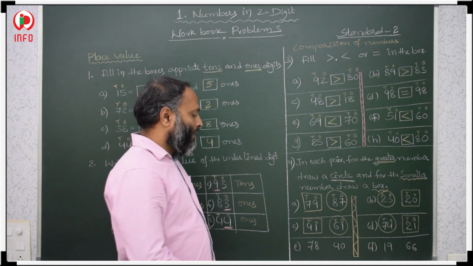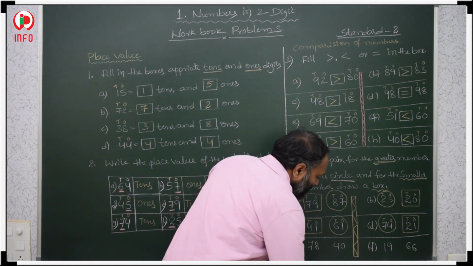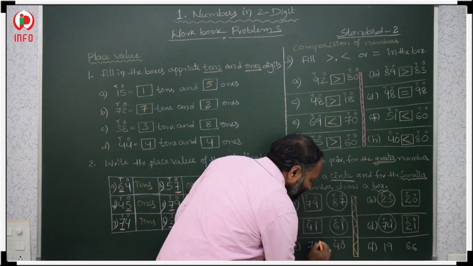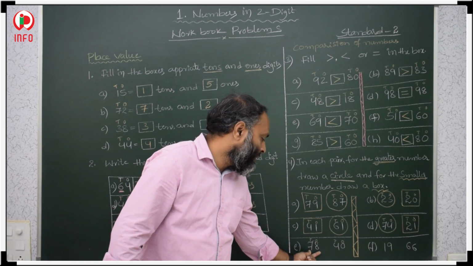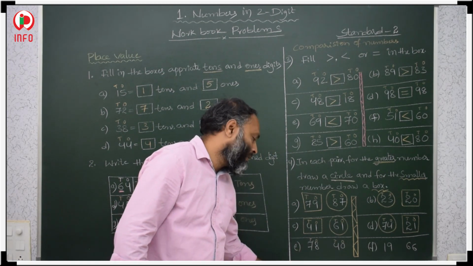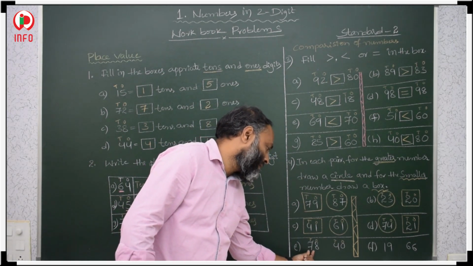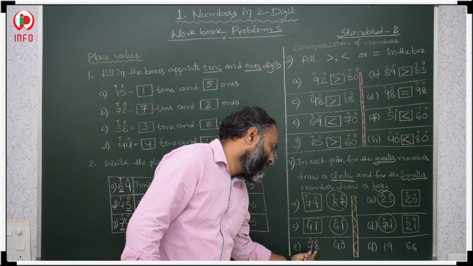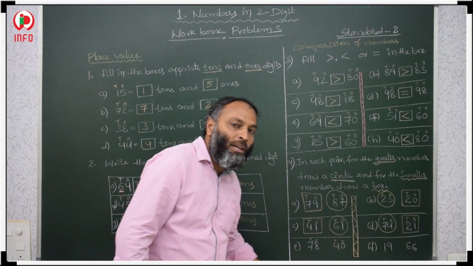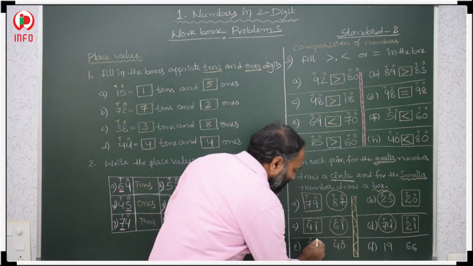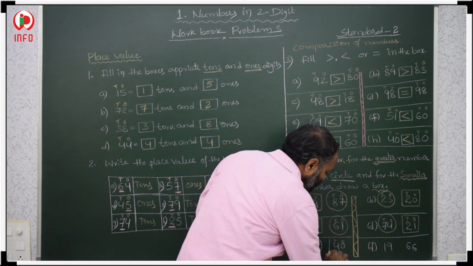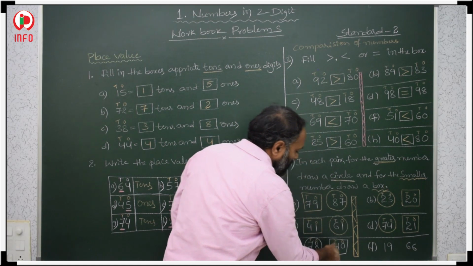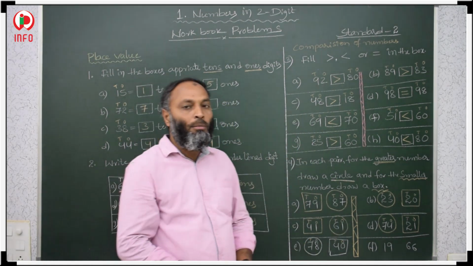Now, this is in ones place, this is in tens place. Then 78 and 40. How to compare? We compare first tens place, 7 and 4. Between 7 and 4, 7 is the bigger number. For the bigger number, circle. For the smaller number, square, that is box.